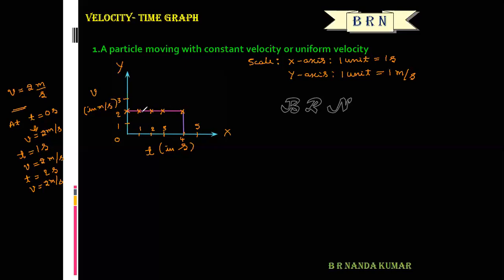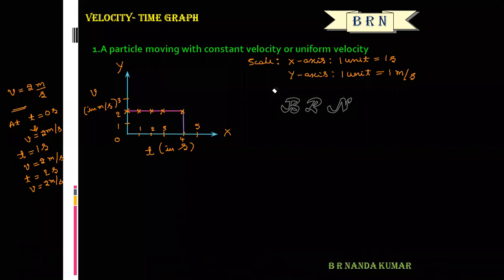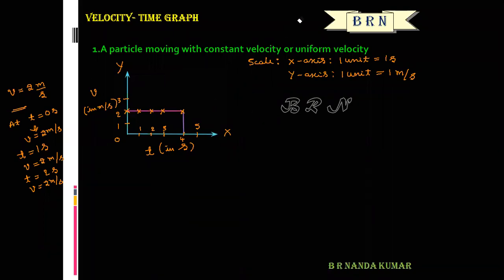So this is a straight line parallel to the time axis. This graph clearly shows what? A particle moving with constant velocity or uniform velocity.